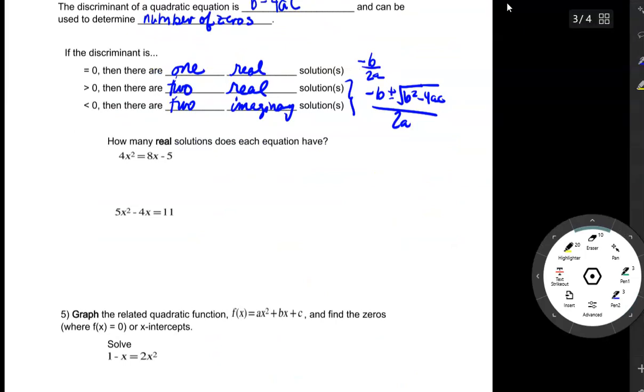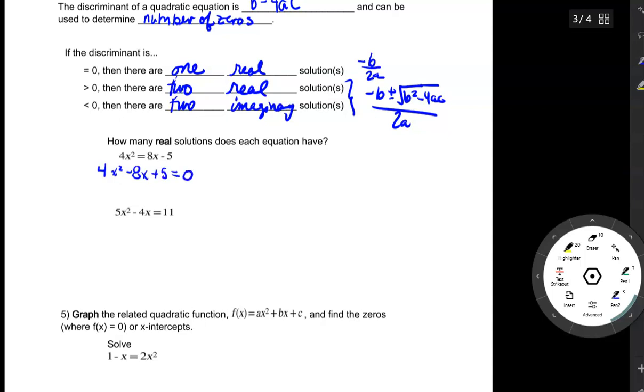Now notice that in these two examples, you're not asked to solve them. You're only asked how many real solutions. So this is just looking at that discriminant to determine how many real solutions. So the first thing we need to do is put these in standard form, which means we need to have ax squared plus bx plus c. So the 8x needs to be subtracted over, and the negative 5. So I get 4x squared minus 8x when I bring that over to the left. And then I'm going to add 5 to both sides, so I'll get plus 5 equals 0.